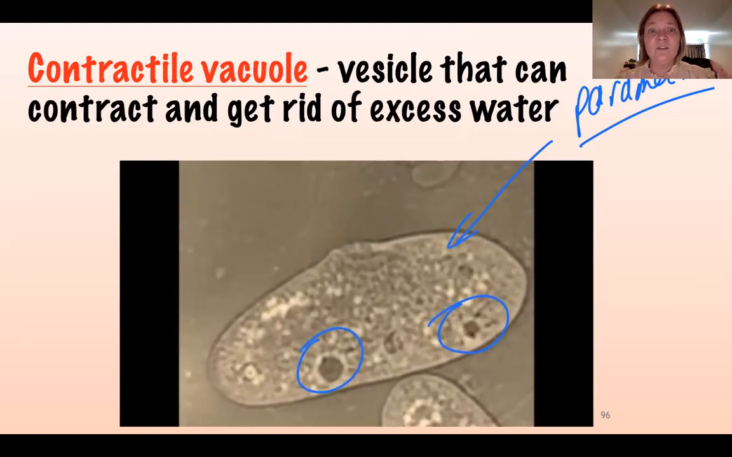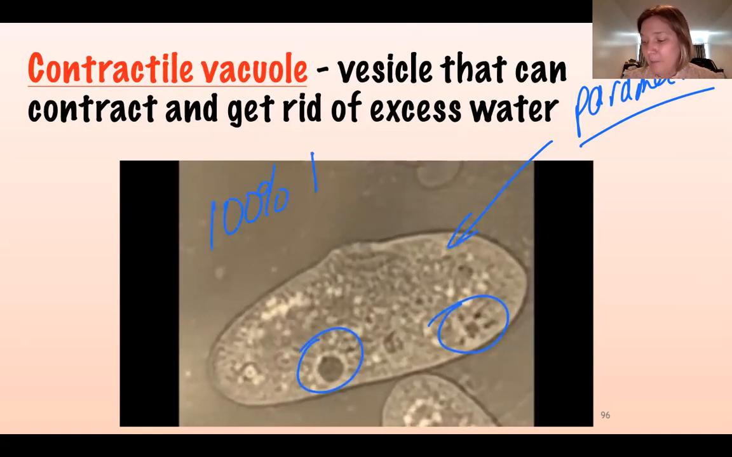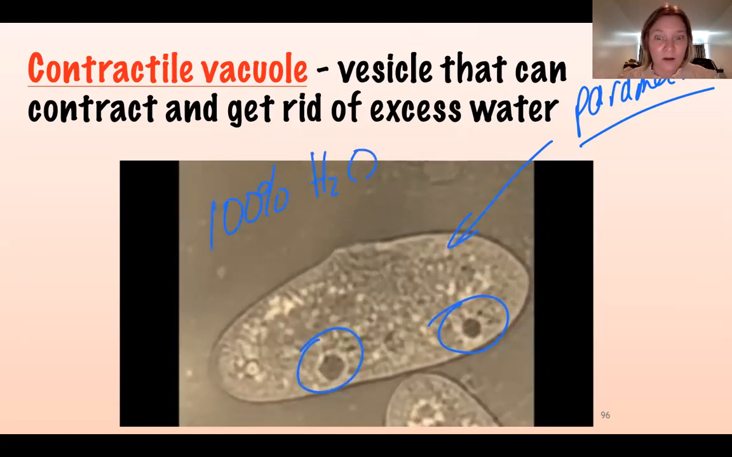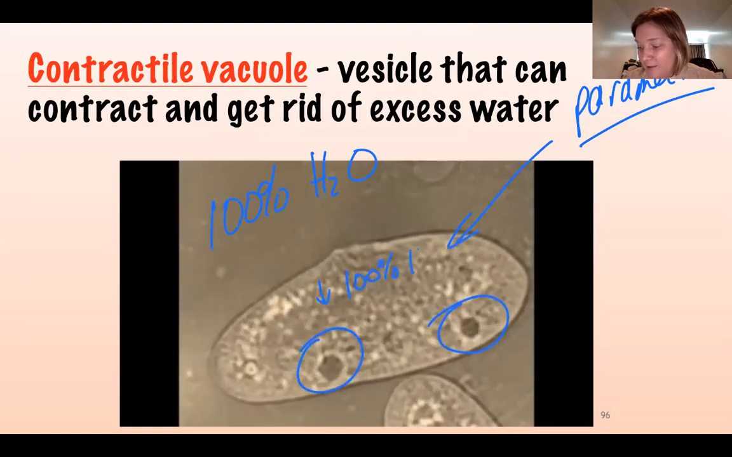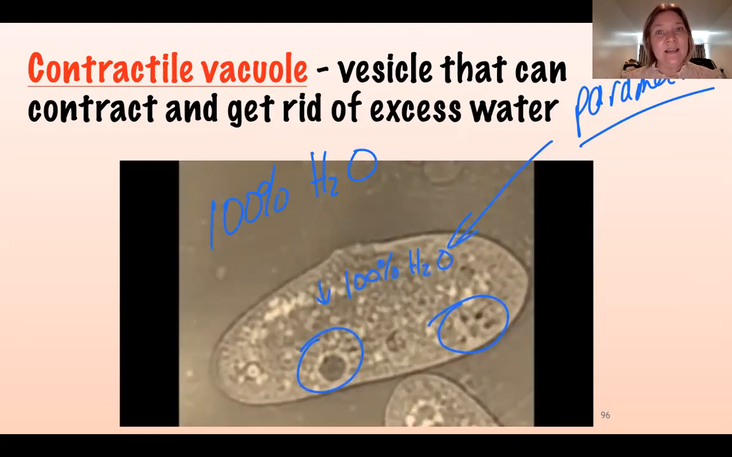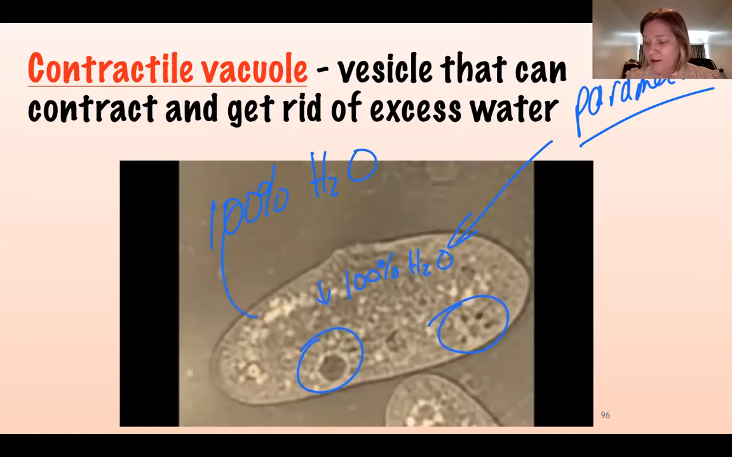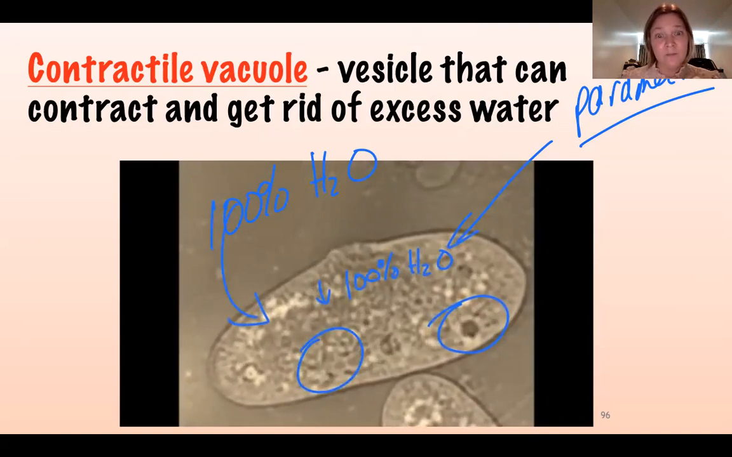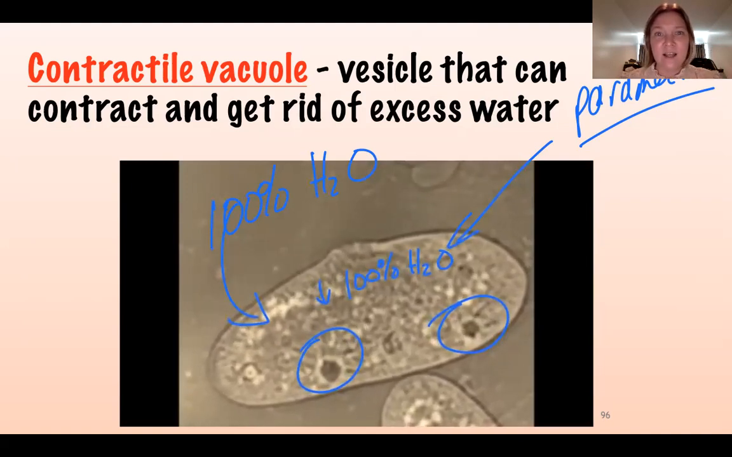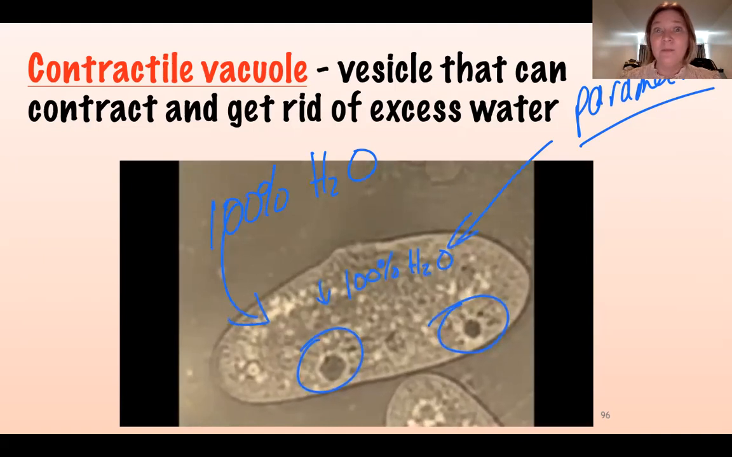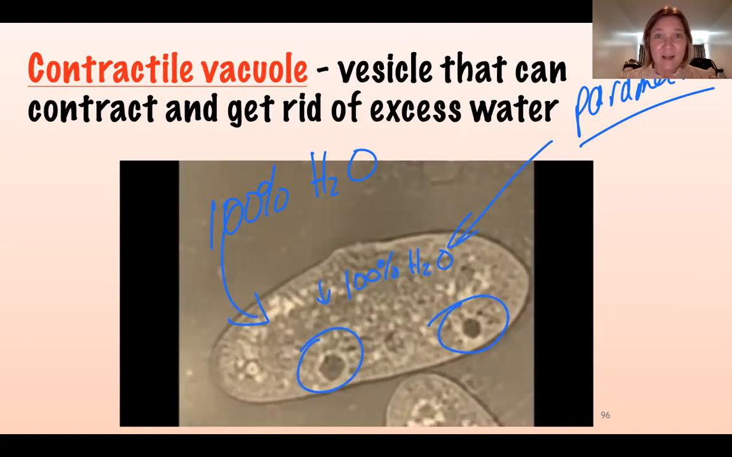Now, what happens when you live in fresh water? Outside the cell is 100% water. Fresh water is pure water, right? Inside the cell is less than 100% water. So what happens is that because there's a higher concentration of water outside the cell, water is going to tend to rush into the cell. And if the paramecium does not have a contractile vacuole, it will literally blow up. Like if you fill a water balloon too full of water and it pops.